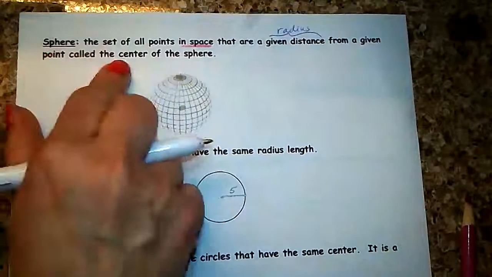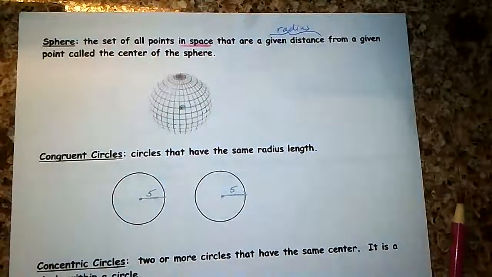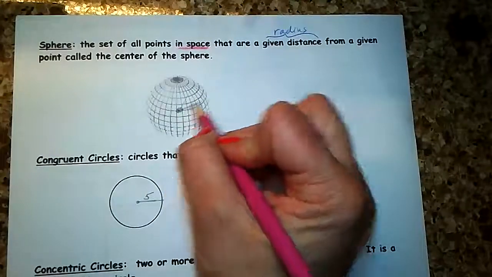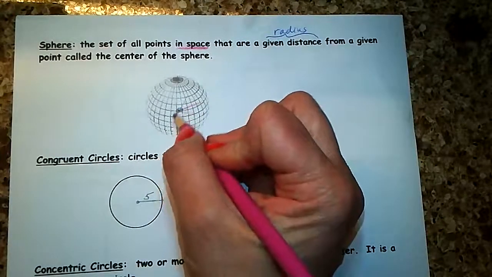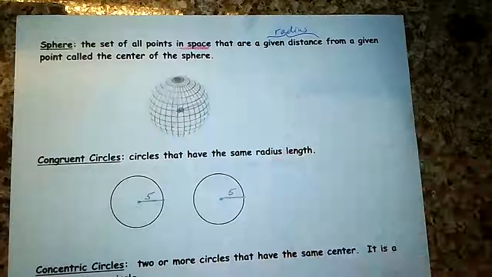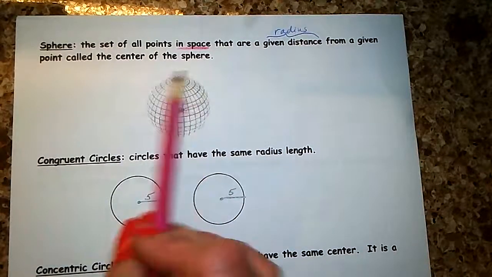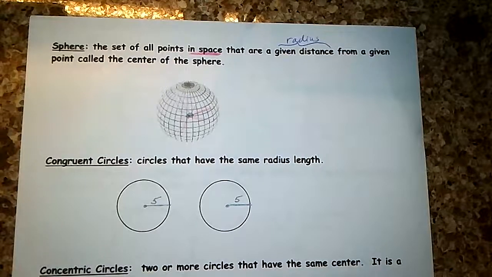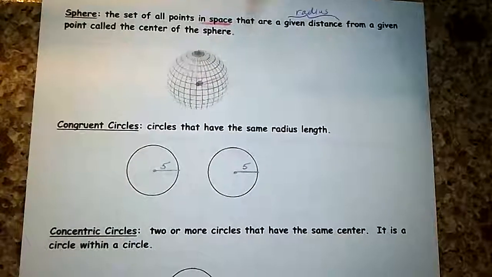From a given point called the center, if you have the radius coming out to any point, now this is a little tricky to draw because it's going to be like a ball coming outside, so it can be going anywhere. But anything coming out from that center, touching a point on that sphere, would be considered a radius of that sphere. All right, let's look at the next concept, congruent circles.